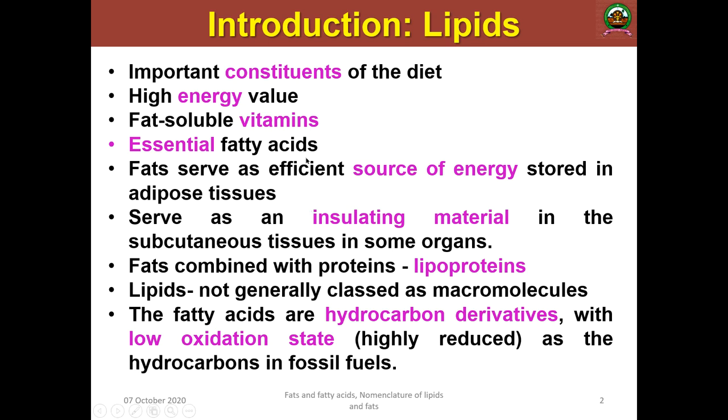Like we have discussed, these lipids can also form molecular conjugates with proteins and carbohydrates. If it forms a molecular conjugate with carbohydrate, that is known as glycolipids. If it forms a molecular conjugate with protein, such molecular conjugates are known as lipoproteins. In general, lipids were not classified as macromolecules, although they have certain biological properties, but later, through the study of many scientists, lipids were identified as one of the important macromolecules.